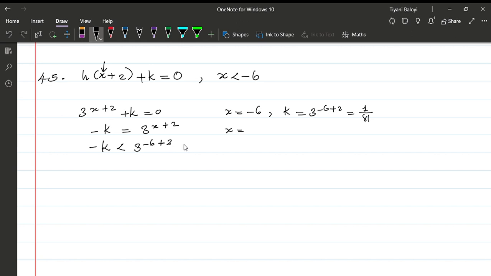And if x was minus 7, we'll get a k value of 3 to the power minus 7 plus 2, which is 3 to the power minus 5. This will be 1 over 3 to the power 5. What is 3 to the power 5? Let me quickly do that.